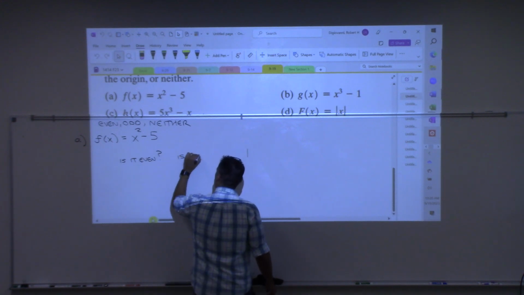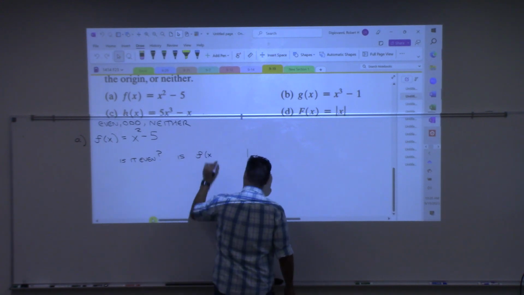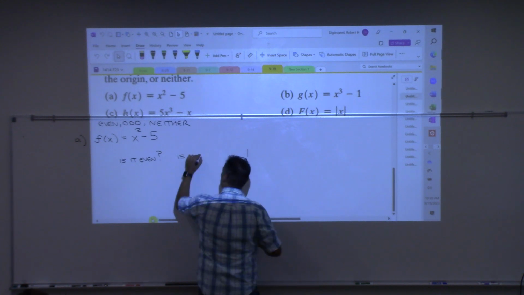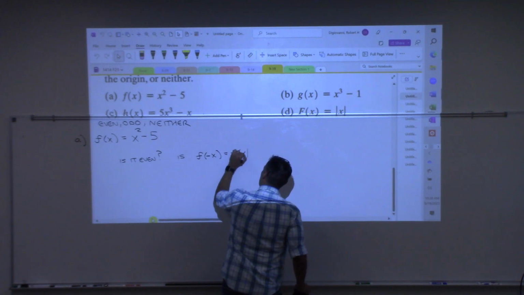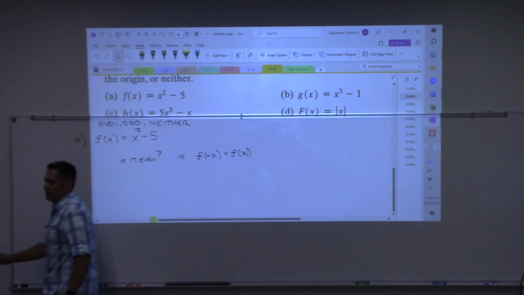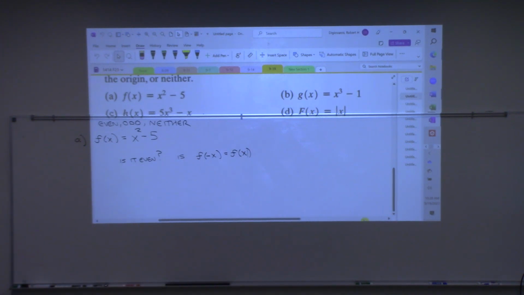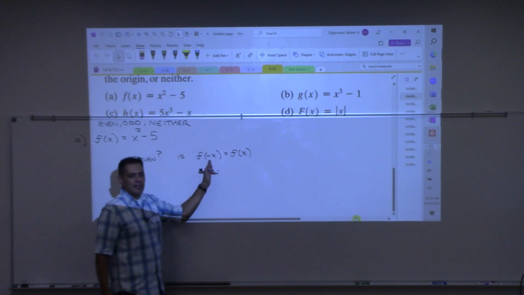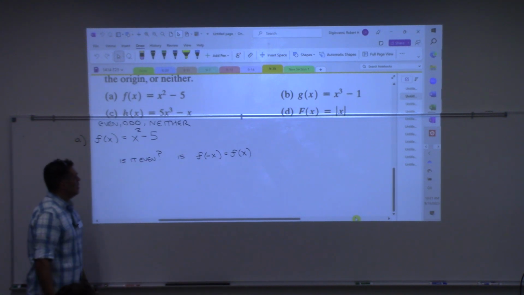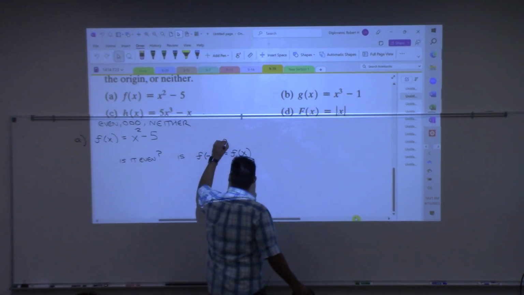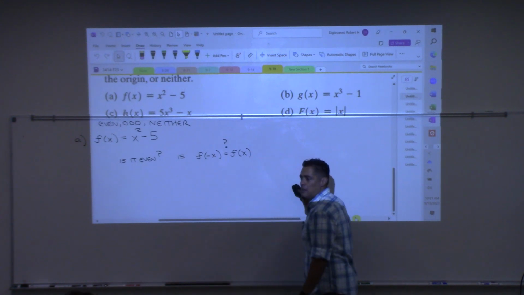So is f of negative x equal to f of x? That's what it means for something to be even. That's what it means to be even: when I plug in a negative, I get the same as plugging in a positive. That's the definition. Now, I have to figure out, is this true or not?